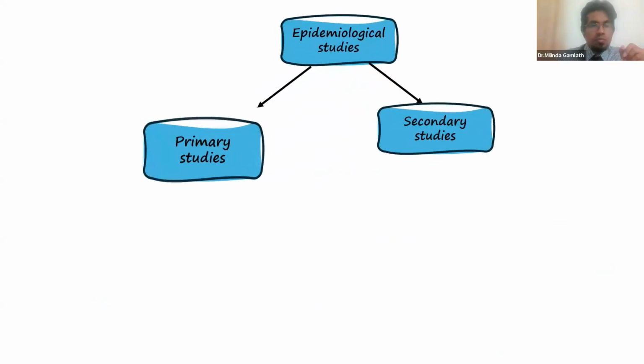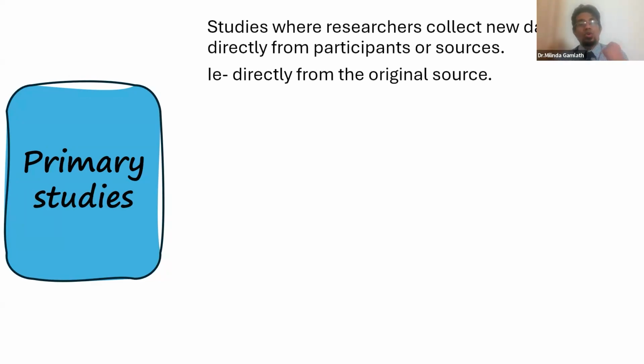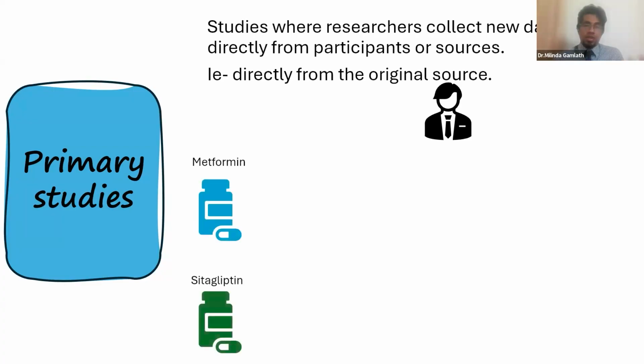So primary studies basically are studies where the researcher collects new data directly from the participants or sources, right? For example, imagine you are an investigator and you want to find out whether metformin or sitagliptin is a better anti-diabetic drug. Forget about the medicine background for a minute, and just imagine you want to find out whether metformin or sitagliptin has a better glycemic control effect.